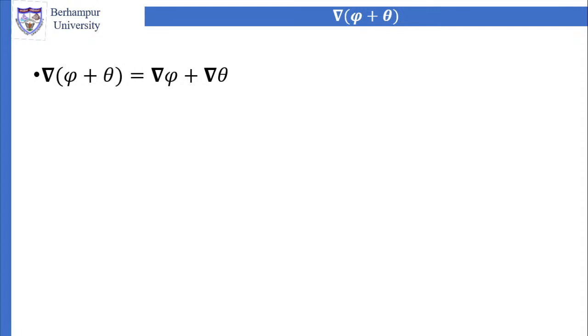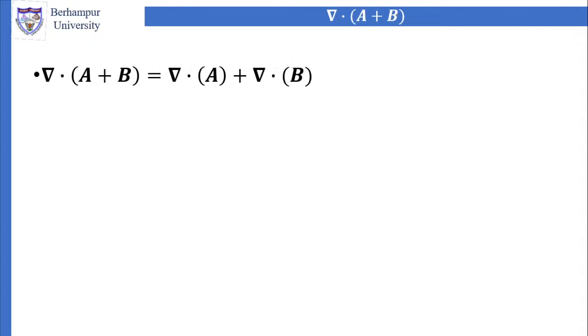Then we'll come to the next identity, which is the divergence of A plus B. Again, this is both a differential operator and a vector operator. Since it is a differential operator, it will be distributive in nature. Therefore, it will be distributed over A and over B. So del dot A plus del dot B. The divergence of A plus B is the divergence of A plus the divergence of B.